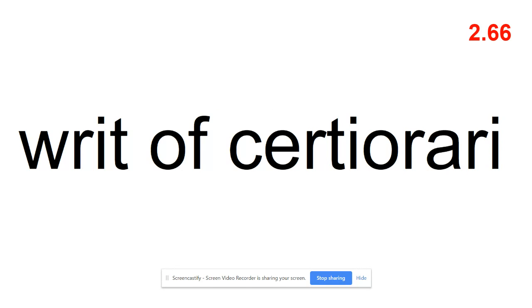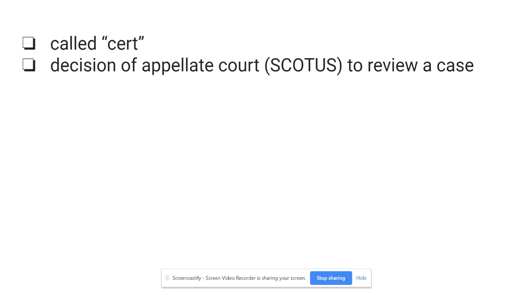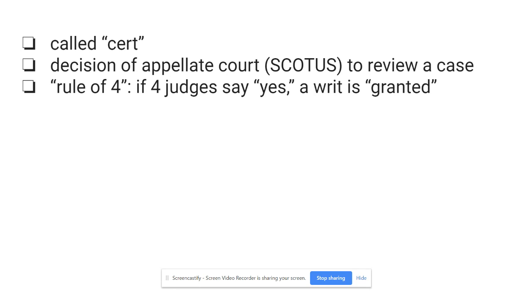Okay, and the last thing for this lesson is 2.66, a writ of certiorari. Again, something we already know. Everybody should know this now, but just in case in 2 months you forget, because that's what happens, let's just have a card, backside flip. It's called a cert. That's the classic writ of cert. And it's the decision of an appellate court, specifically SCOTUS, to review a case. And of course, the rule of four applies. If four judges say yes, a writ is granted.